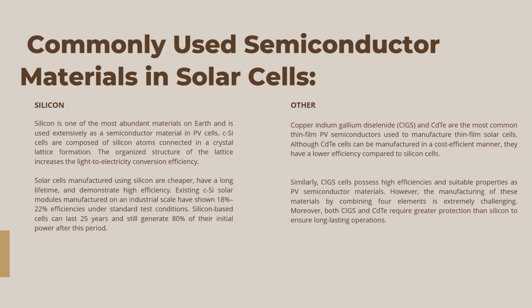One type is silicon, and others are copper, indium, gallium, diselenide, and CdTe, which are the most common thin film PV semiconductors used to manufacture thin film solar cells. They possess high efficiencies and suitable properties as PV semiconductor materials. However, manufacturing these materials by combining 4 elements is extremely challenging.